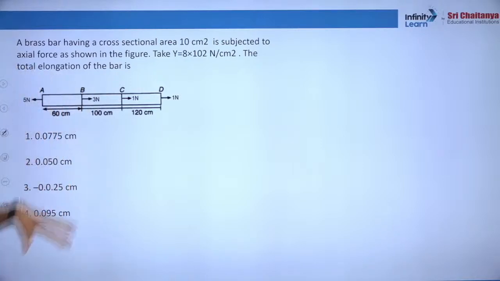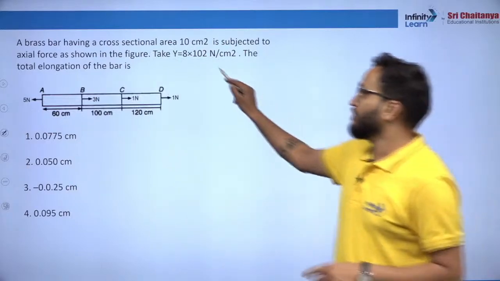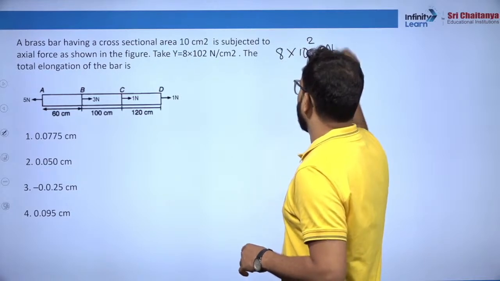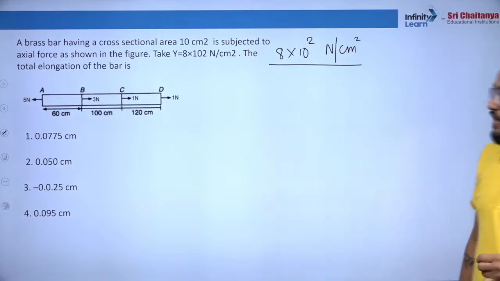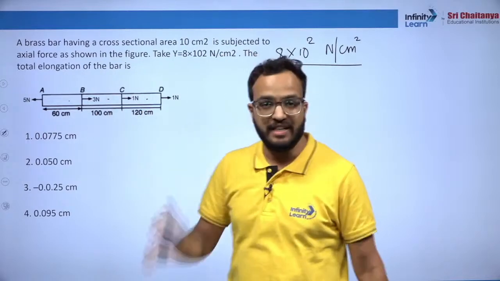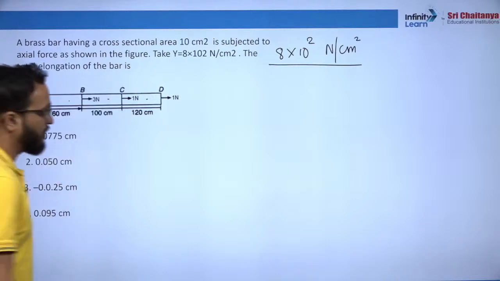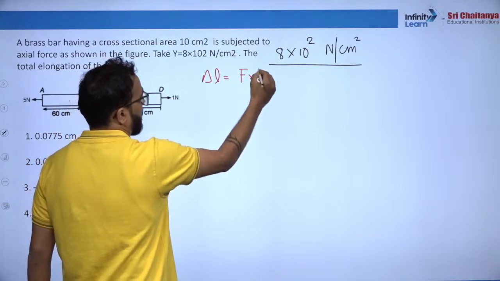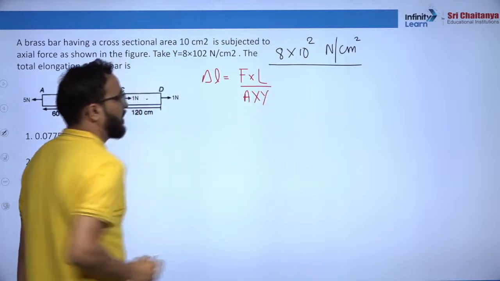So there's a brass bar having a cross sectional area of 10 centimeters square. Cross sectional area is given. This is 10 to the power 2 actually, they have not written it properly here, 10 to the power 2 Newton per centimeter square. The total elongation of the bar: we'll find out the elongation of sections 1, 2 and 3. So what is the formula of elongation? Can anybody tell me? Yes, delta L will be F into L upon A into Y.